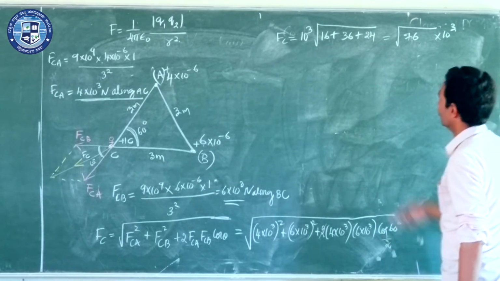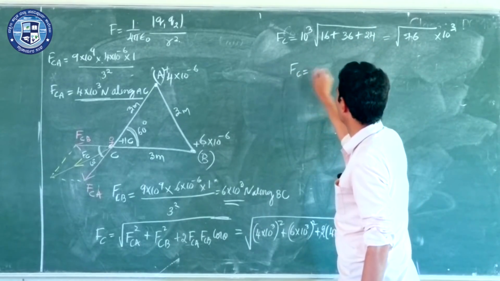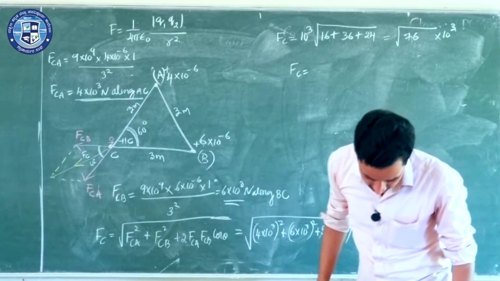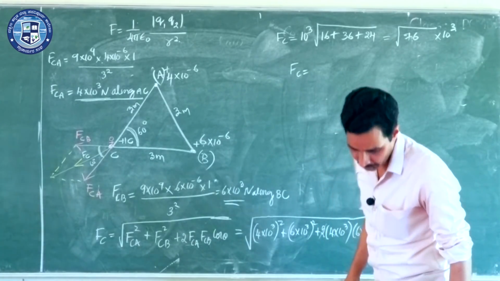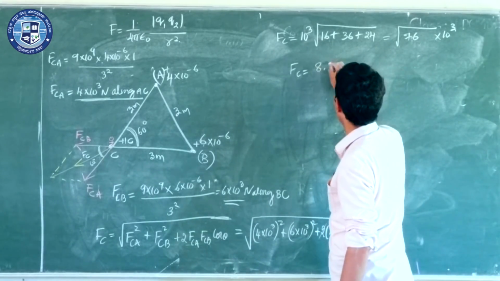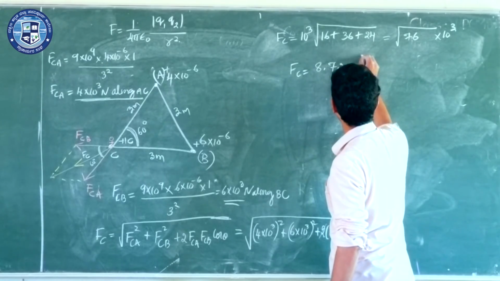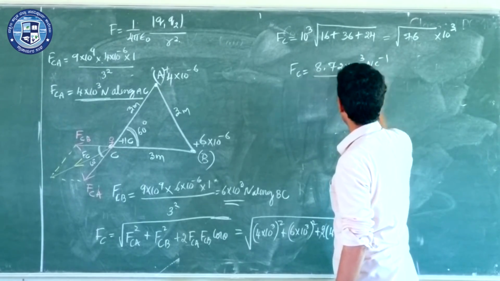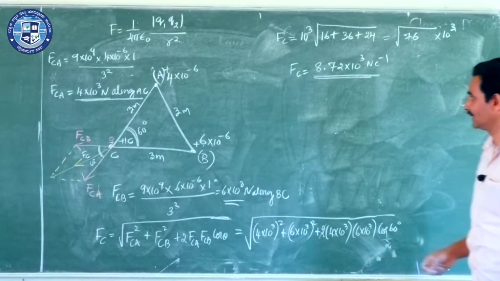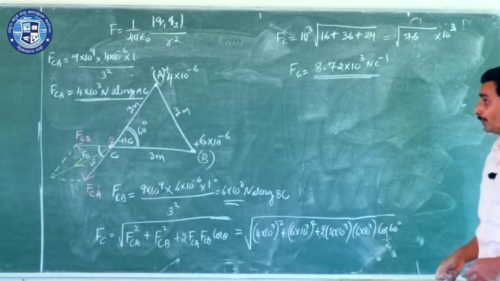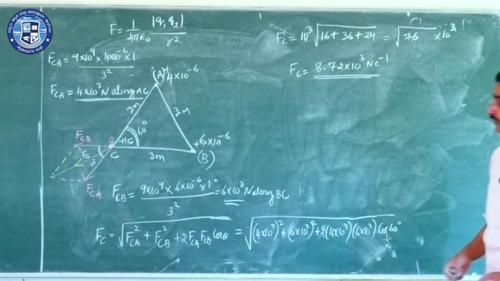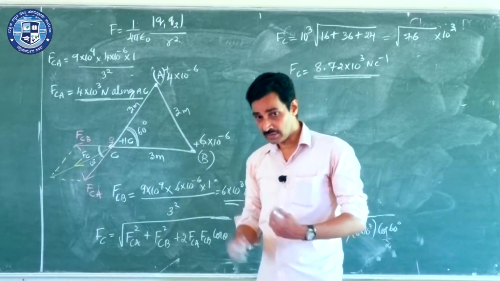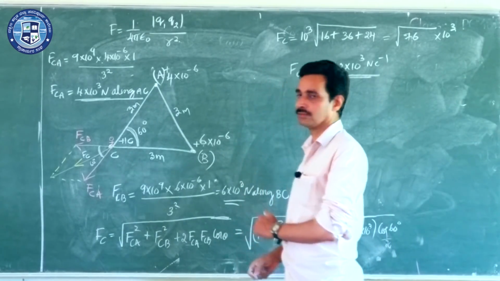Yes, 76. So, the net force on C comes to 8.72 into 10 to the power 3 Newton per Coulomb. You can calculate it using a calculator. This is the answer. Now, suppose the question is to find out the net force on C, the magnitude of force as well as the direction, both.